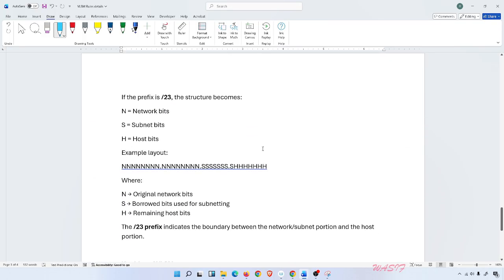If you look here, this is the network portion for /23. This was the original network portion. These are the subnet bits that I borrowed, and they become part of the network portion, and you cannot change them. If I'm going from /16 to /23, you cannot change them. The only portion you can change is the host portion. This is the only portion that is flexible. You can only change here.